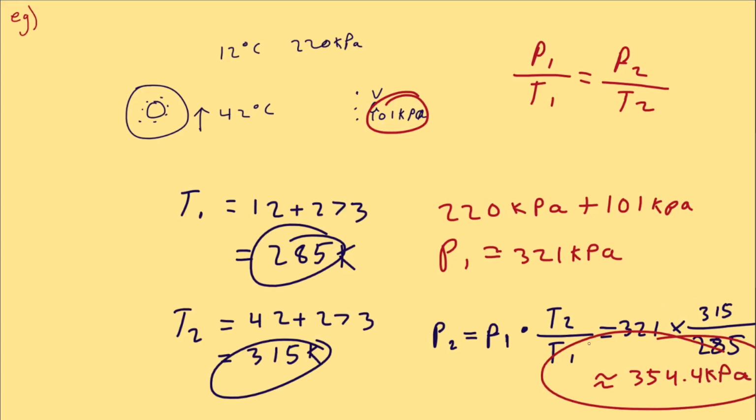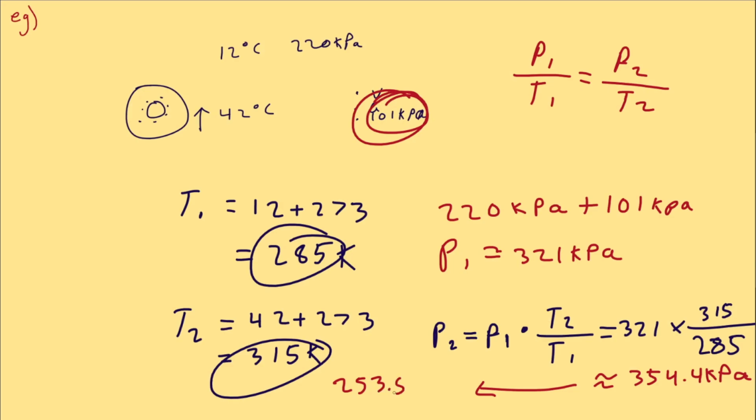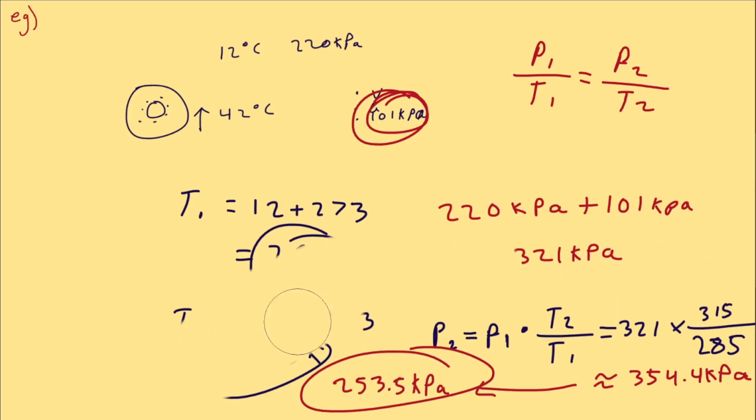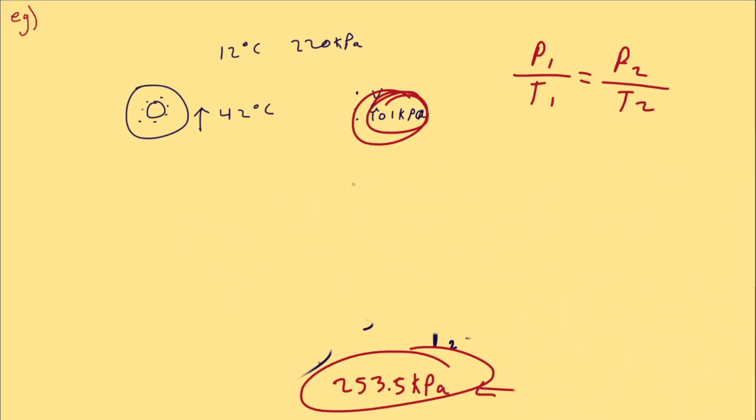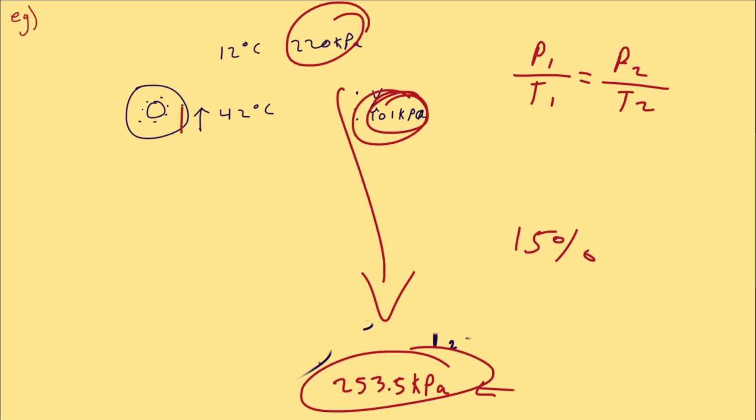This is the absolute pressure, the total pressure. We're looking for gauge pressure, which doesn't take into account atmospheric pressure. So take this value, subtract 101 from it, and we find that the gauge pressure is 253.5 kilopascals. What does this mean in the context of this problem? It means the gauge pressure went from 220 to 253, which is about a 15% pressure rise just from driving and the heat.